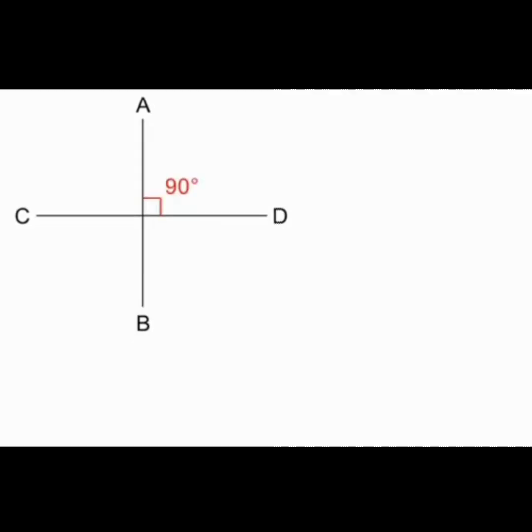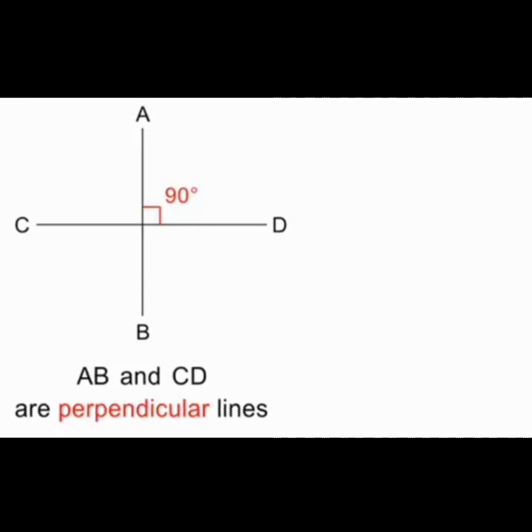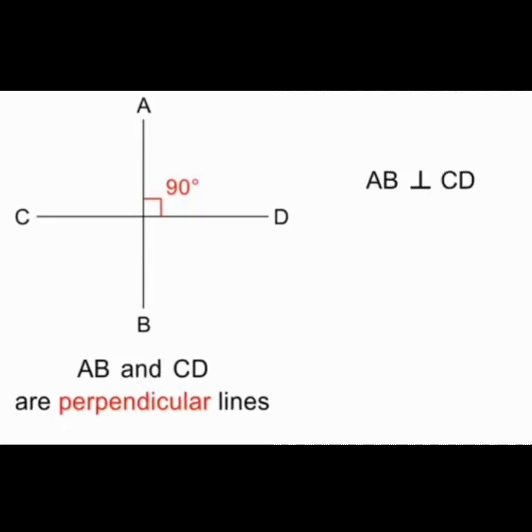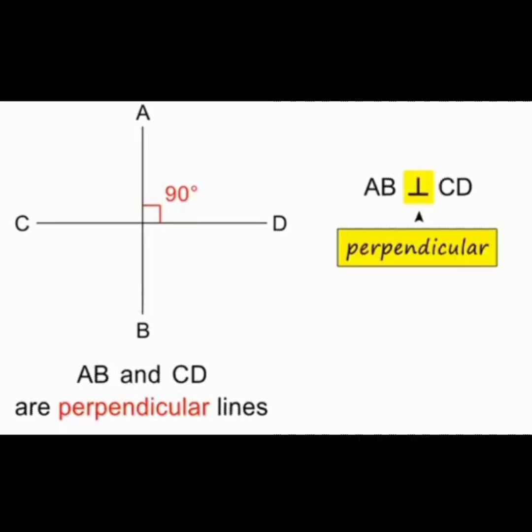Here we have two lines, AB and CD, which intersect at 90 degrees. We know that it is 90 degrees because this is the symbol we use for a right angle. Whenever lines intersect at 90 degrees, we call them perpendicular lines. In maths, we can write this in shorthand as follows. This means that AB is perpendicular to CD. Please pause if you need to.